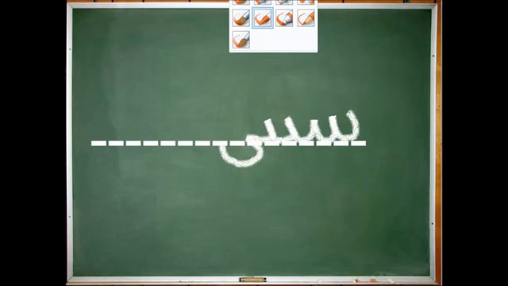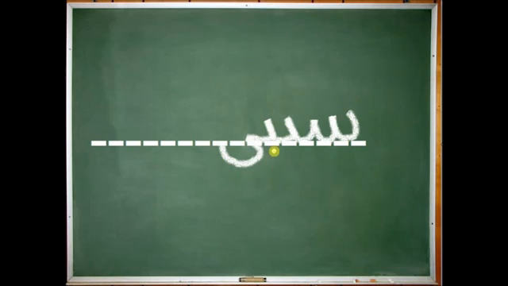Okay, and then we go back and put all our dots in. Two dots below the ya here, the dot on the noon there, and the two dots below the ya at the end of the word. We can bring this up a little. Okay. Sini. Moving on.